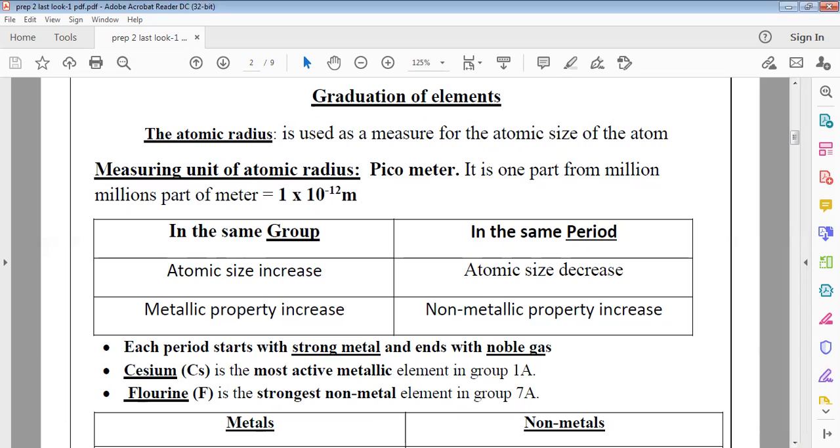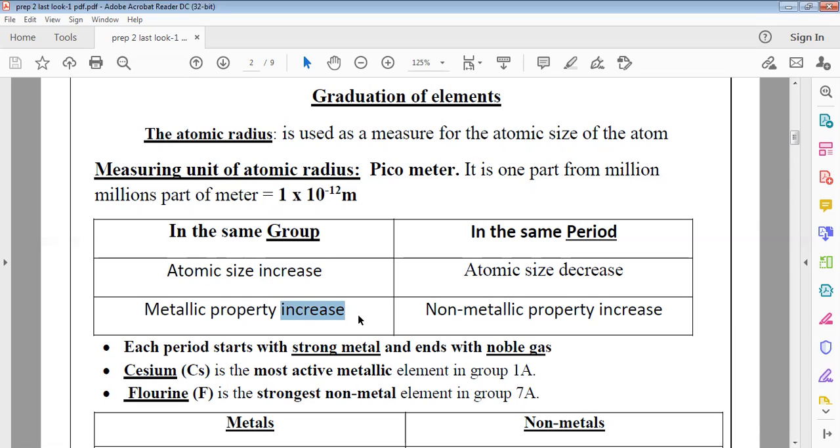Moving from up to down in the same group, I will find the atomic size will increase. Just as the atomic size increases, that means the metallic property also increases. And the non-metallic property will decrease. Pay attention to these things, they are very important.